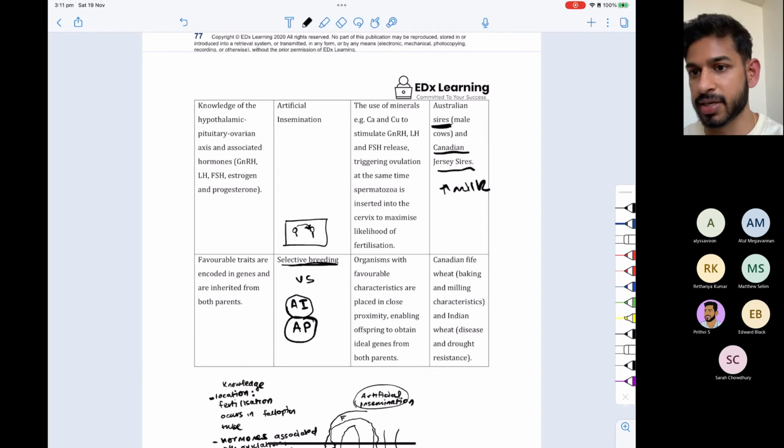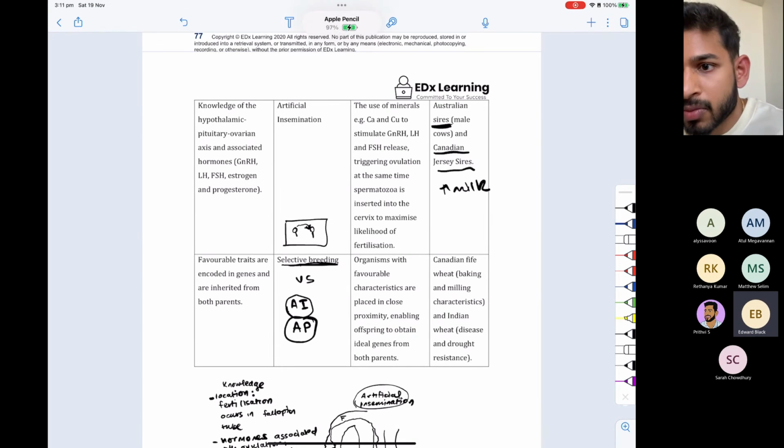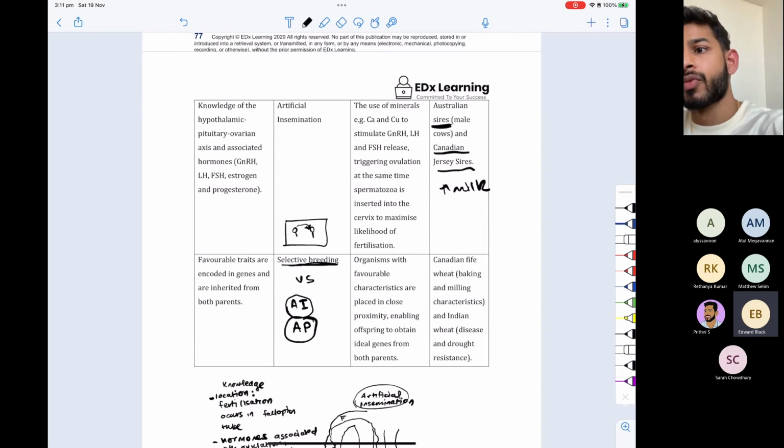Now, I want to see who's thinking. Ed, when would one be favorable versus another? When might artificial insemination be the better thing or the more ideal thing to do, like over selective breeding? Maybe when there's bigger distance between the two.